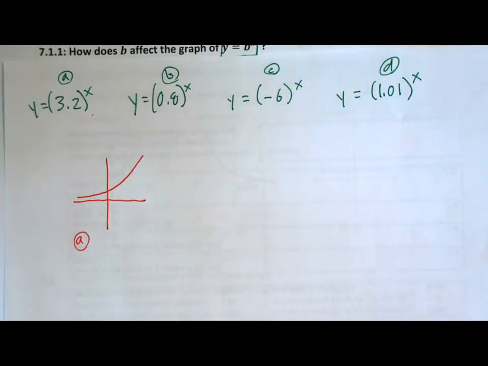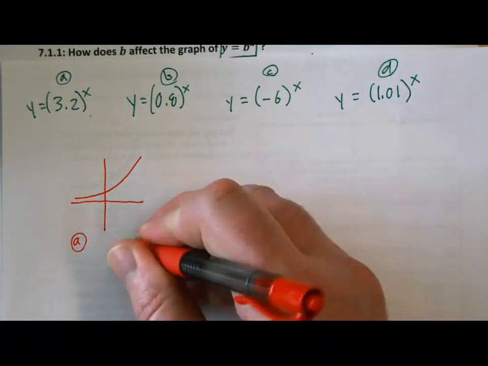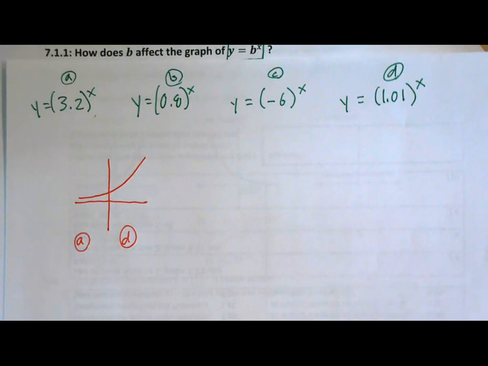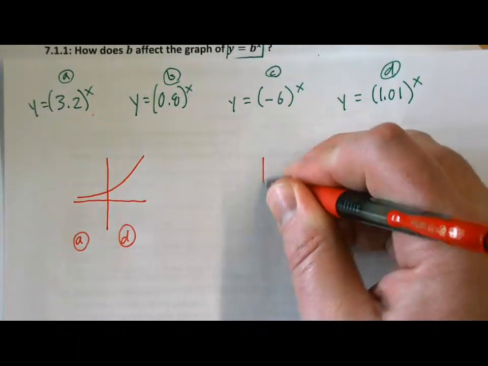Are there any others? D also has something that's bigger than 1, right? So A and D. Any others? Just those 2? How many people were thinking A and D for that quiz problem? Oh, nice. Okay, quiz problem number 2.